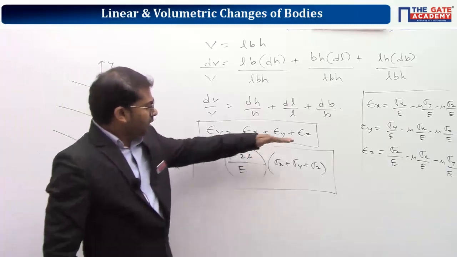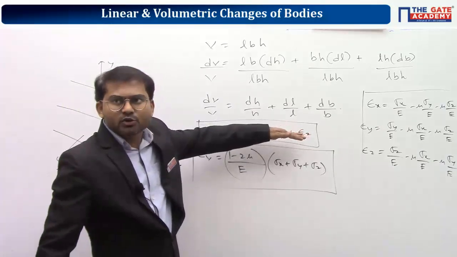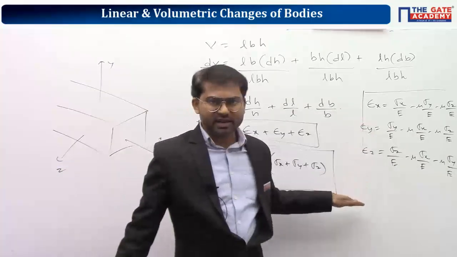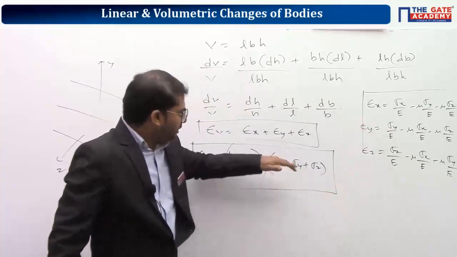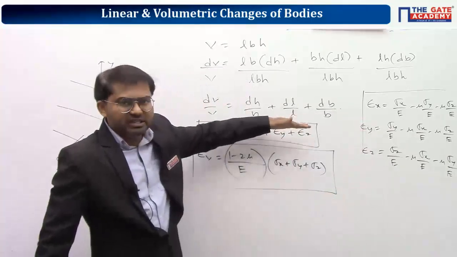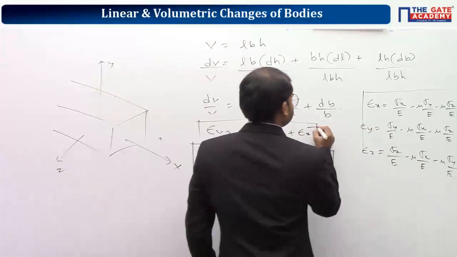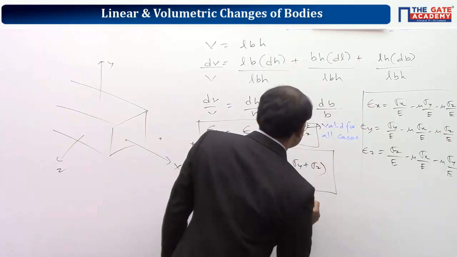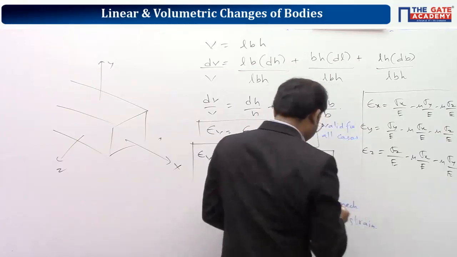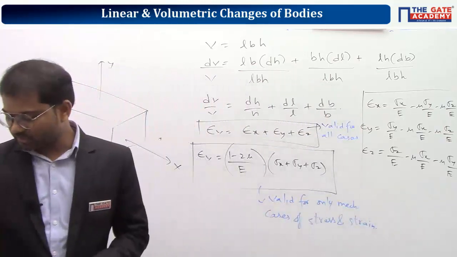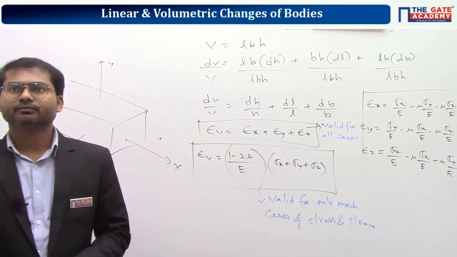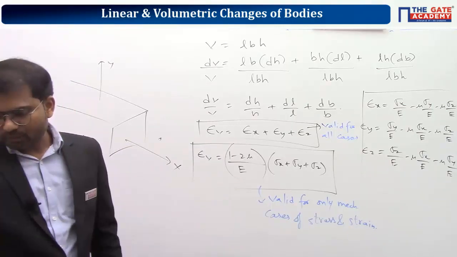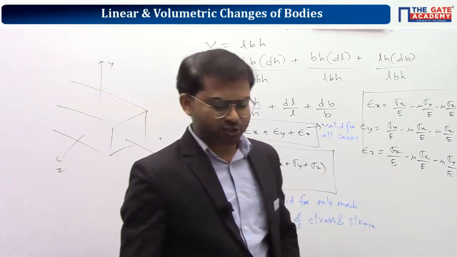So here, to derive this equation, we haven't used generalized Hooke's law. But to derive this equation, we used these equations, right? Understand? So the first equation will be valid for all cases. But this equation is valid for only mechanical cases of stress and strain. Okay? Clear? So kindly copy this. You can get the answer for this question.